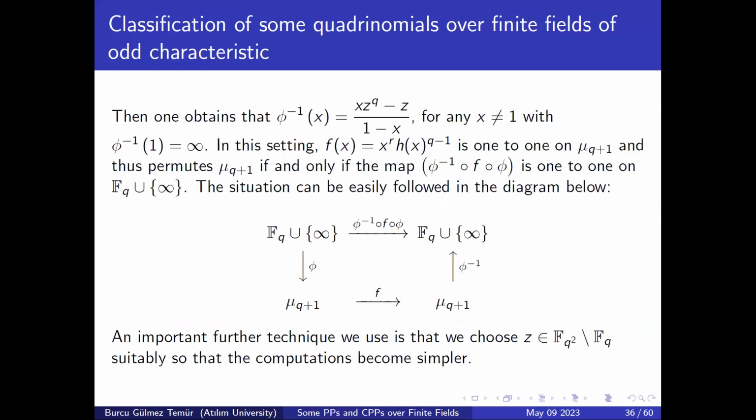Since it's a one-to-one and onto function, it has an inverse, naturally. And in this setting, we can say that f(x) is one-to-one on μ_{q+1}, and thus permutes μ_{q+1}. This is the question we are trying to answer. This is the second condition in Zieve's lemma. If we can answer it, we know when it's a permutation polynomial. Instead of looking at f, you can look at φ inverse composed with f composed with φ. Then what is the idea here? Instead of looking at the map from μ_{q+1} to μ_{q+1}, instead of looking at f, you take everything to F_q union infinity and try to find the conditions for which φ inverse f φ permutes F_q.